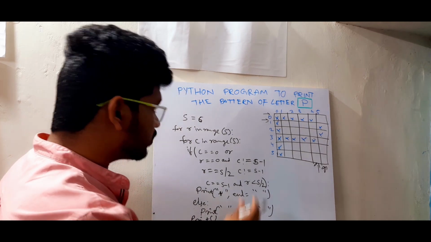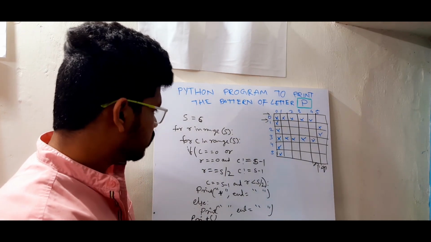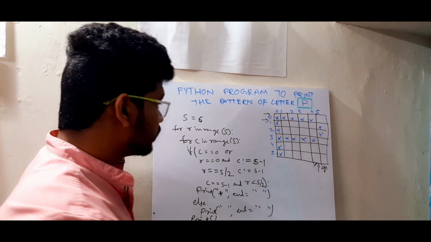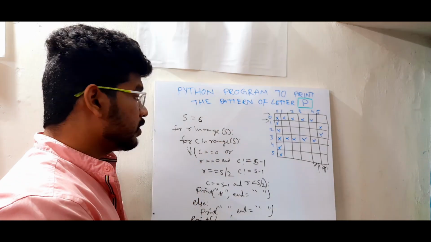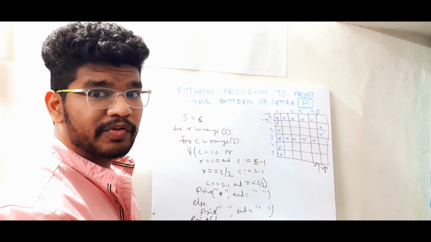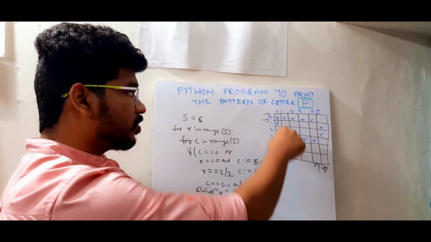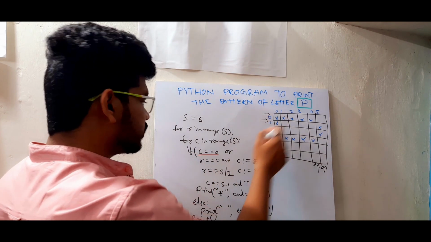I'll print an empty print, so then it will complete this iteration and go to the next line. So that's it, guys. That's how you print this pattern P. The important thing here is to write conditions where we can print stars and where we can print spaces, forming this column. So this is one condition, C equal to 0 for first column.